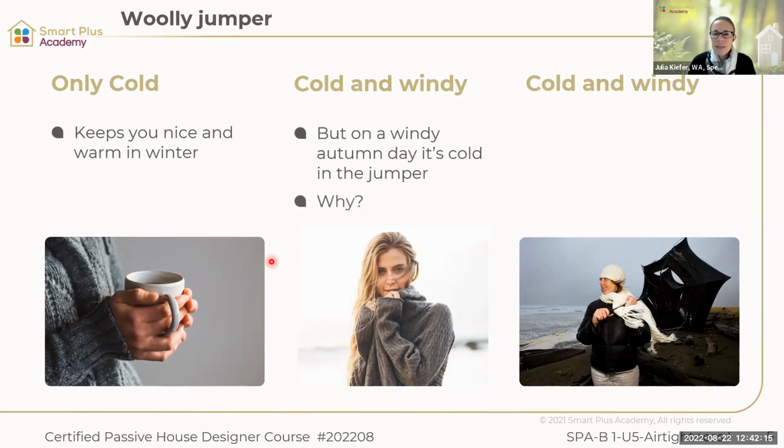And why is that? That's because those little air pockets that we talked about are now disturbed. Those little air pockets aren't protected. The wind is going through them. And now those still air pockets aren't still. They're moving, and that external air is getting to you and you're cold. So it needs a windbreaker jacket over the top of your woolen jumper to keep you warm.